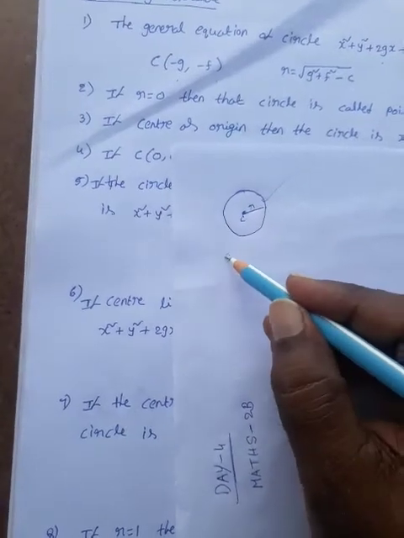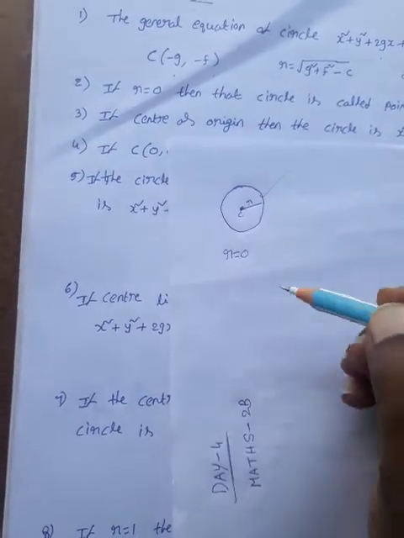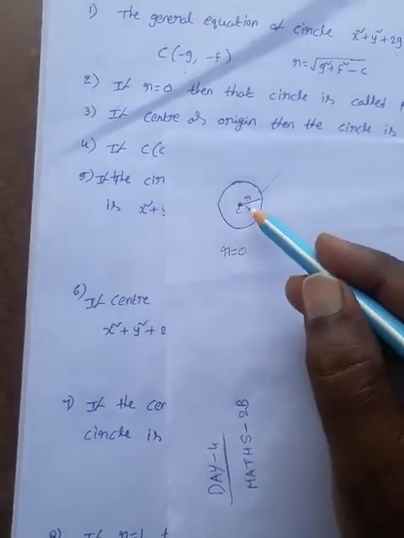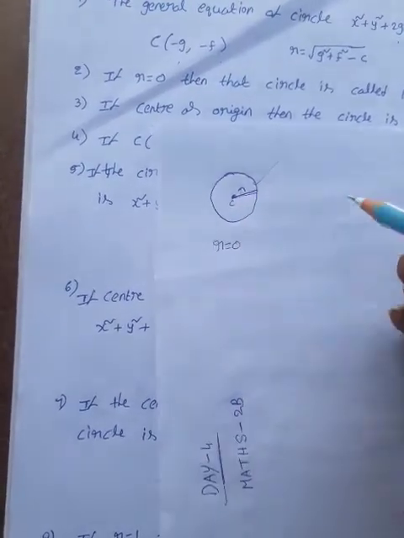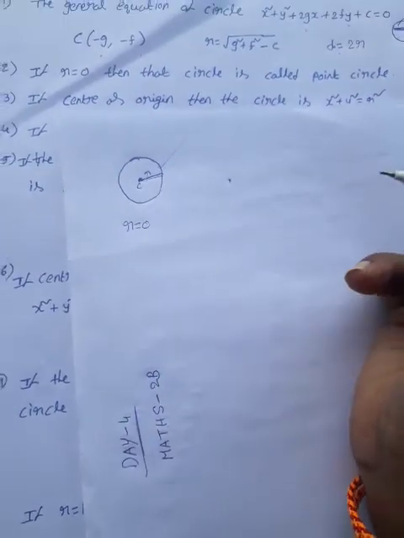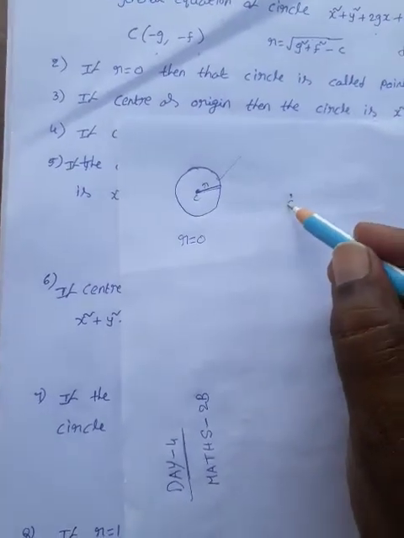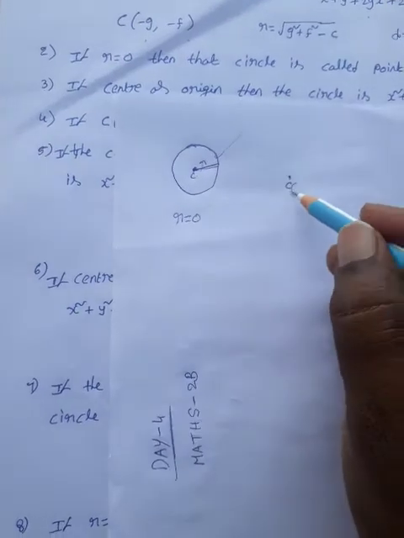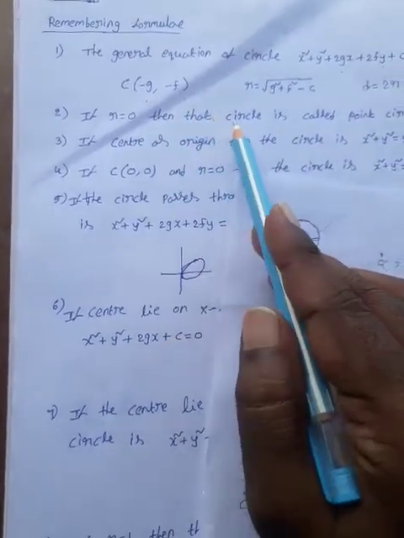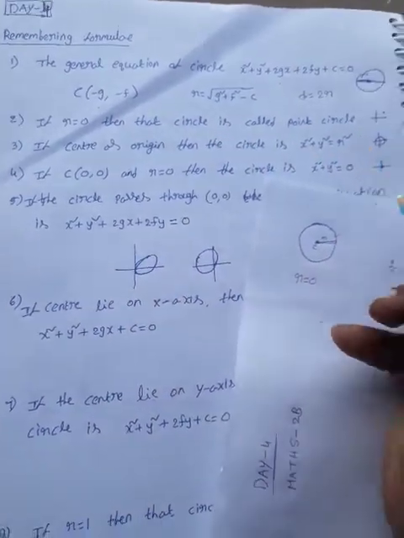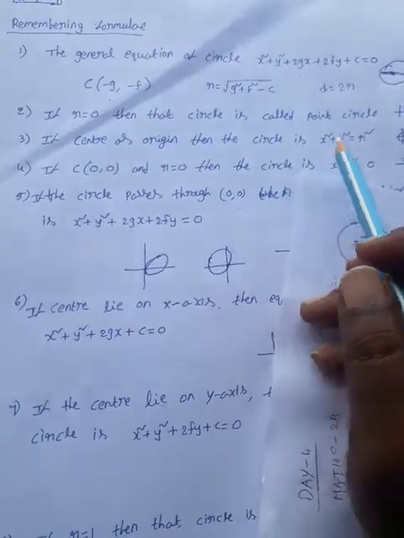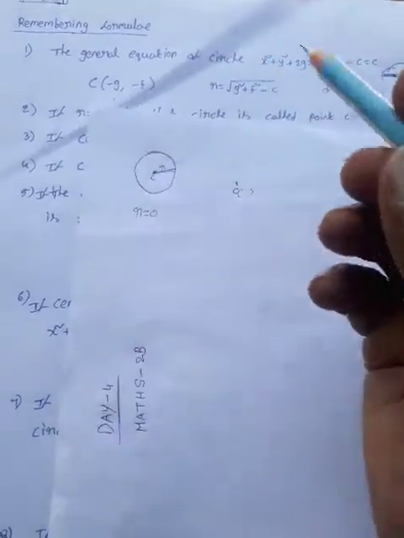Suppose r is equal to 0. Then the radius, the length, is 0. That is only one point. The center is a point. So if r is equal to 0, then that circle is called a point circle.